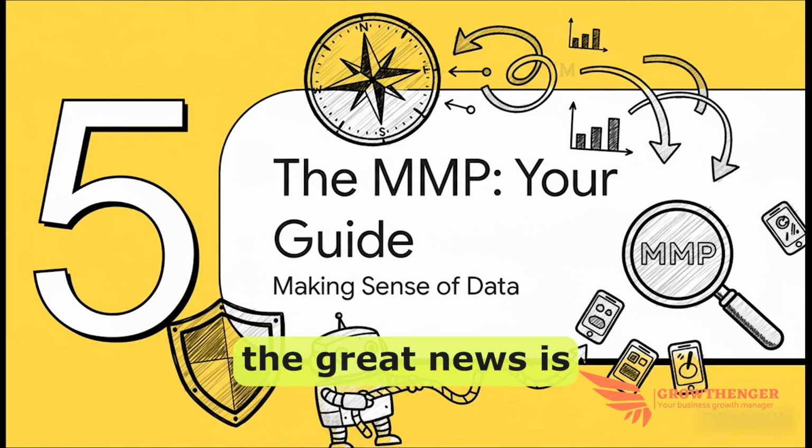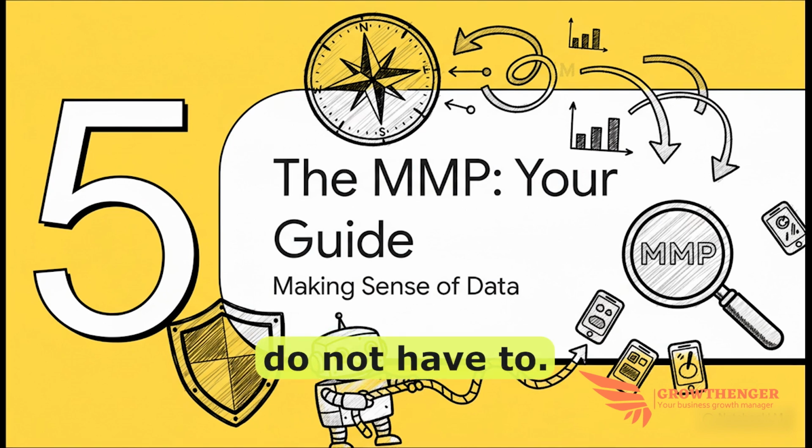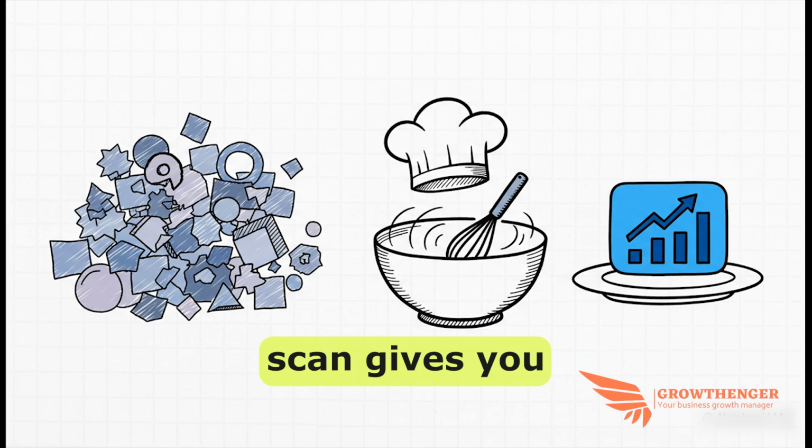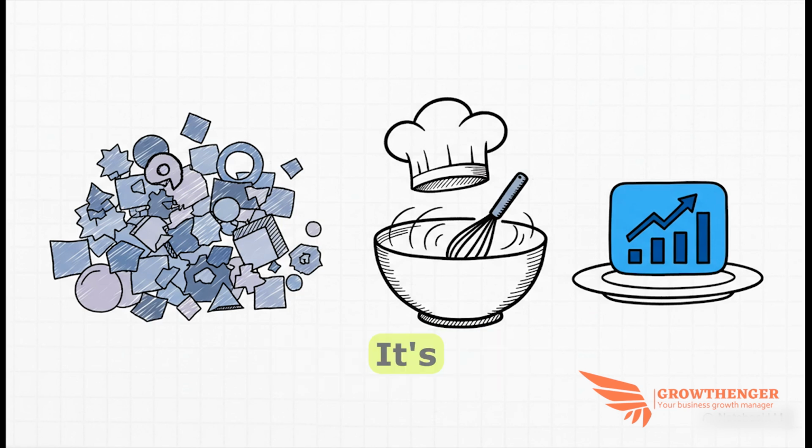Now, all of this can still feel like a lot to handle on your own. And the great news is, you absolutely do not have to. This is where a mobile measurement partner, or an MMP, becomes your most valuable player, your expert guide. I love this analogy. Think of it this way. SKAN gives you the raw, anonymous ingredients. It's valuable data for sure, but it's not a finished meal.